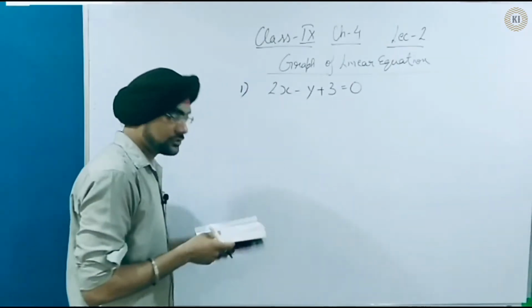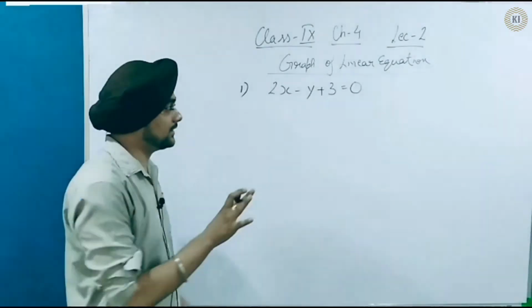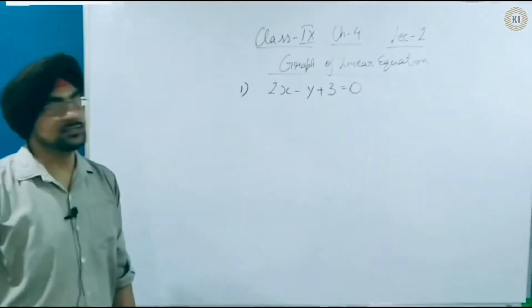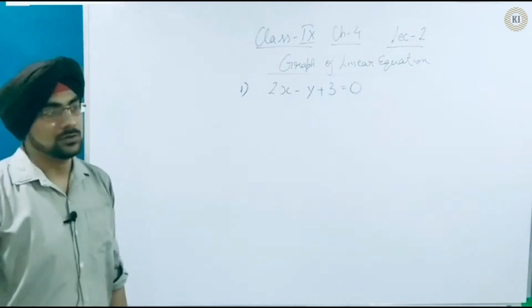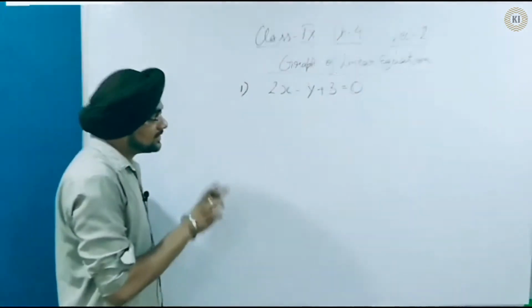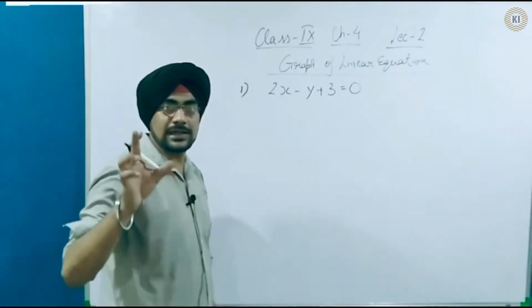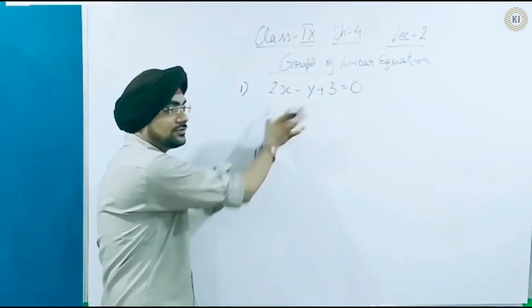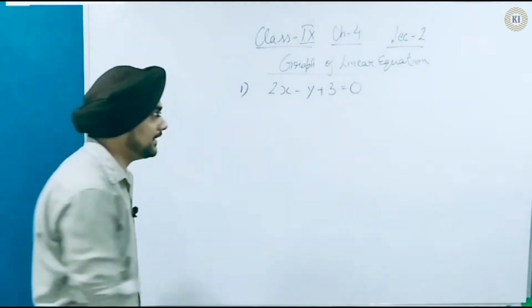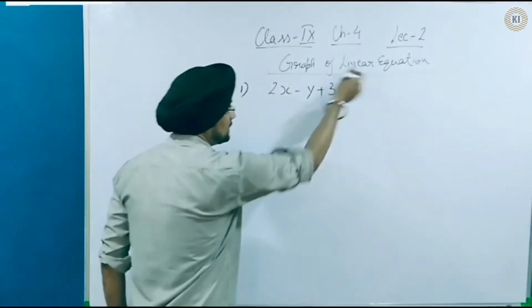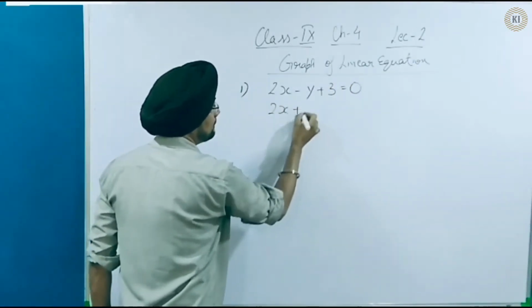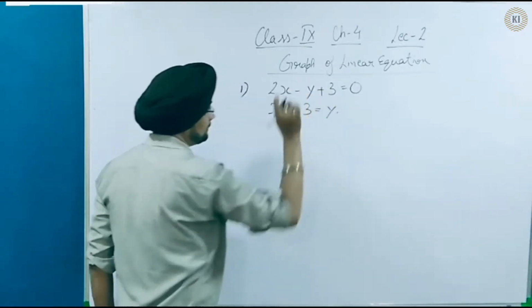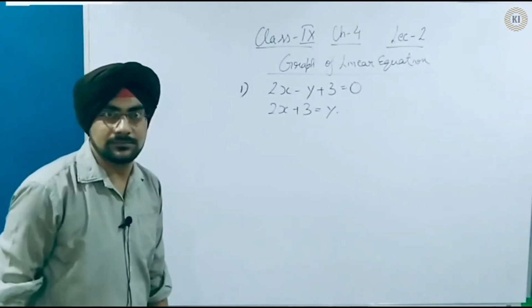So in this question you have to draw the graph of 2x minus y plus 3 is equal to 0. What will we do here? Our first step is to calculate the value of y from the equation. So first of all, calculate the value of y. Minus y transfers to this side, so 2x plus 3 is equal to y. This is our first step.